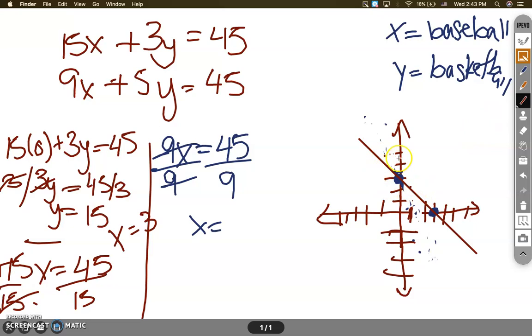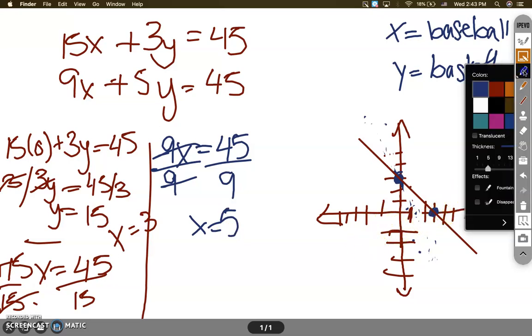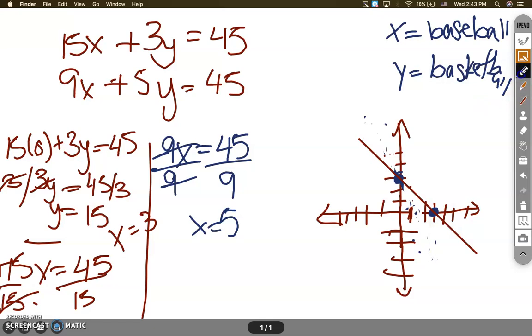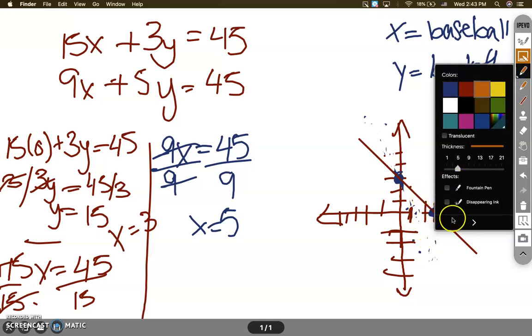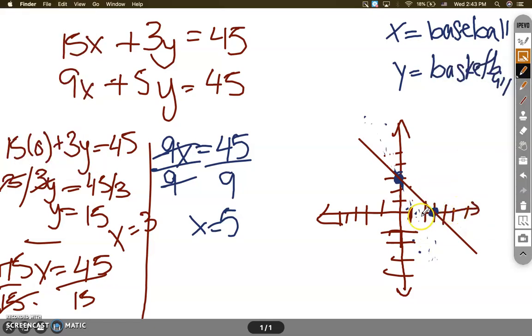Okay, so now let's do the other one. Let's go back to the second equation, and x is going to be equal to 5, right? So x, 5, so let me change the point. I'll do that in orange this time. So 1, 2, 3, 4, 5, right there.